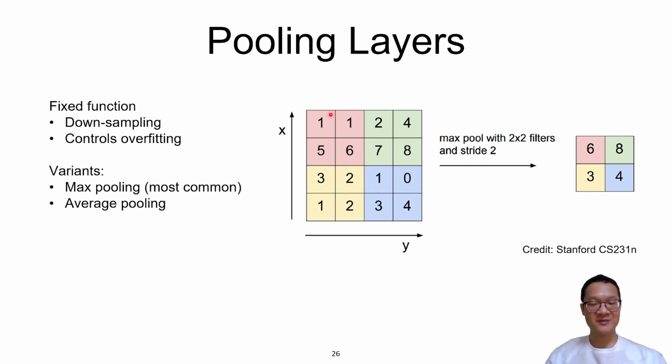For example, if your input layer looks like something like this, we can use a max pool to turn every 2x2 block into the maximum value within that block. So for example, this input will give us this output. We take the maximum in each 2x2 region. We can also do average pooling, which would be averaging, but max pooling is probably the most common.